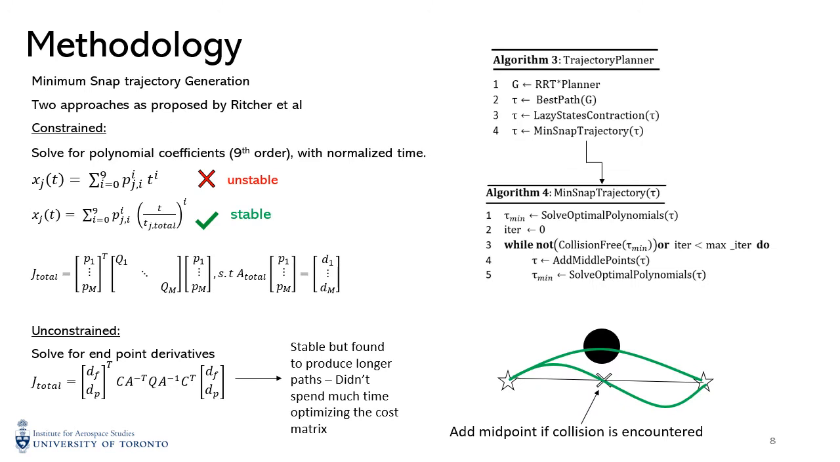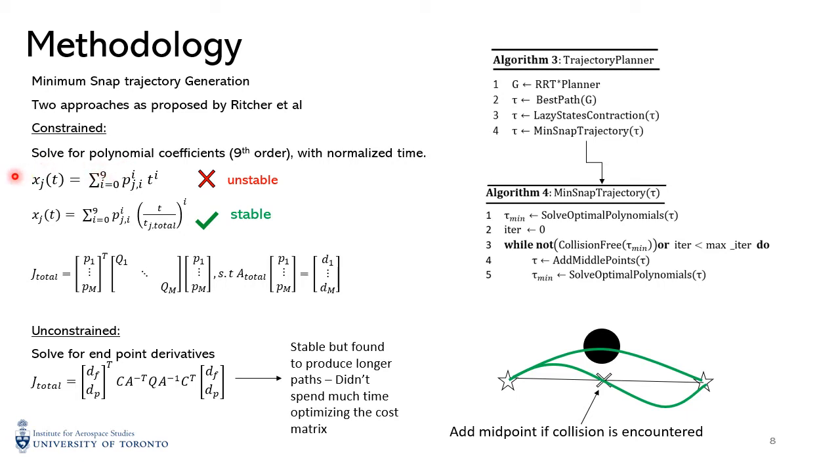So now getting into the minimum snap trajectory generation. There are two common approaches for solving this optimization problem. The first approach involves solving a constrained quadratic program in which the coefficients of the polynomial segments forming the trajectory are solved for. And essentially, we impose constraints at the endpoints to ensure that the derivatives are smooth.